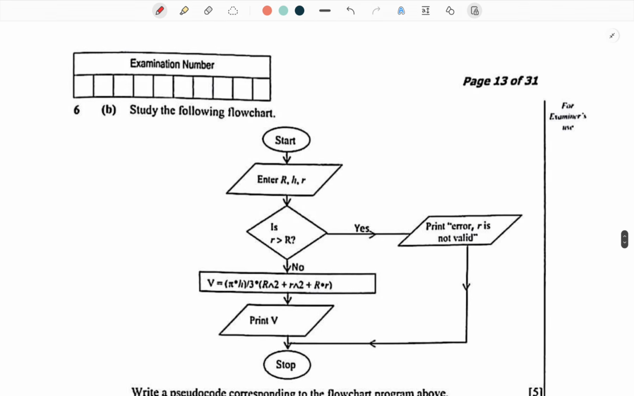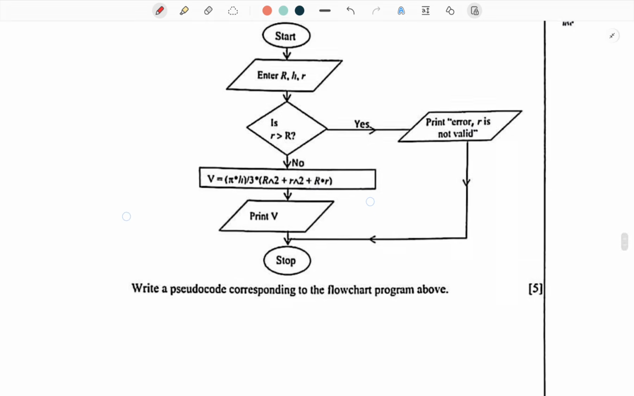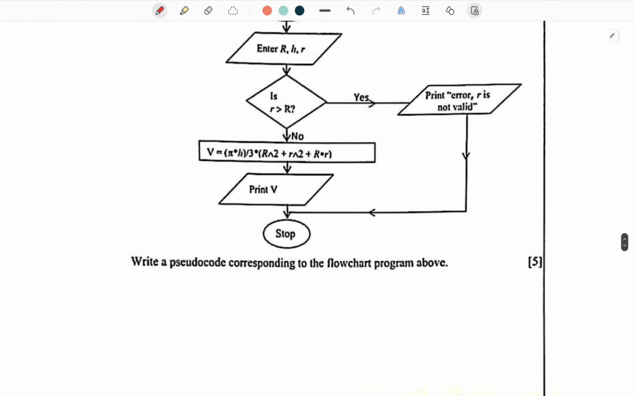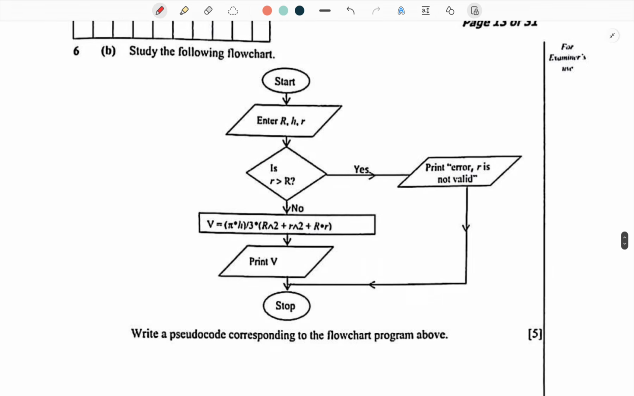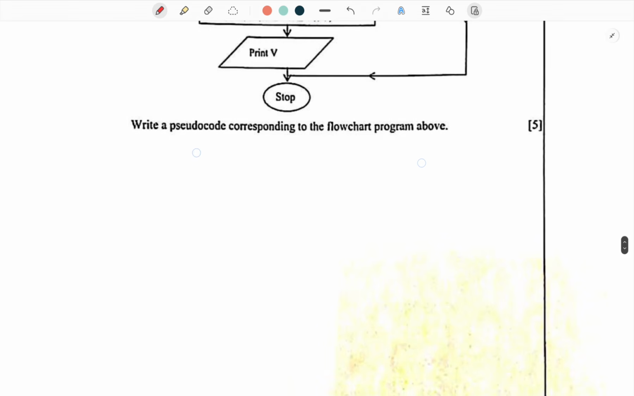Okay, so we have a flowchart here, and then they want you to write a corresponding pseudocode. So I want you to notice what is happening. We are having start, then enter R, H, R, then they say is R... So in other words, you're just coming from a flowchart, then you enter into a pseudocode. Now this is how it's going to start.